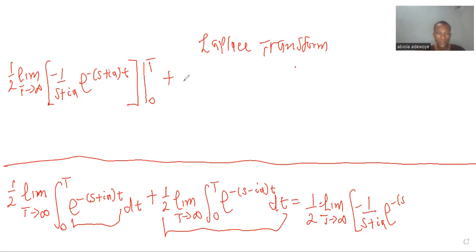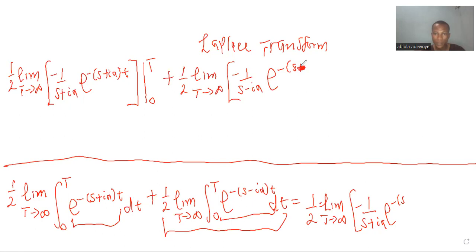So it means I'm going to have plus 1 over 2, yes, limit as t tends to infinity. So when you integrate this, I'm going to have minus 1 over s minus ia, yes, exponential minus s minus ia t. This one from 0 to t.